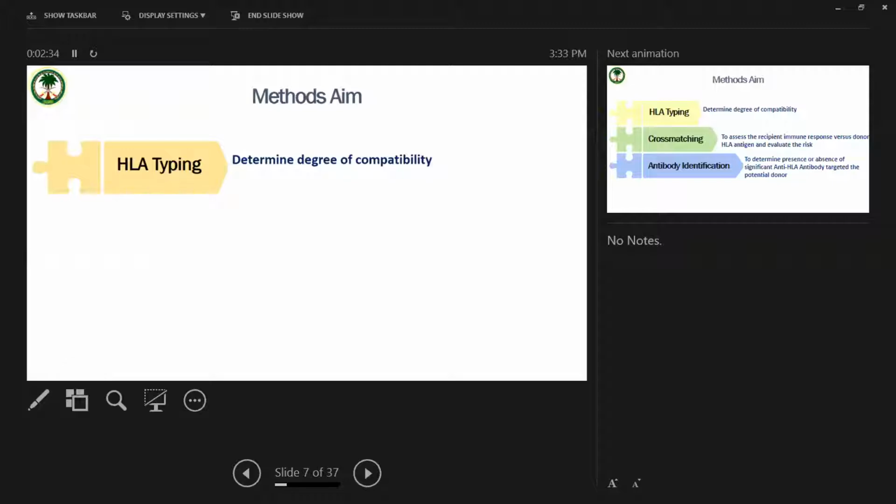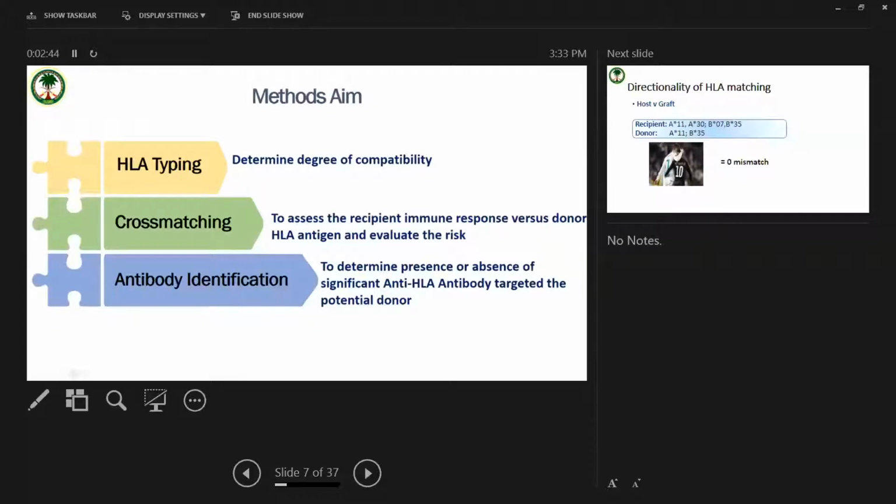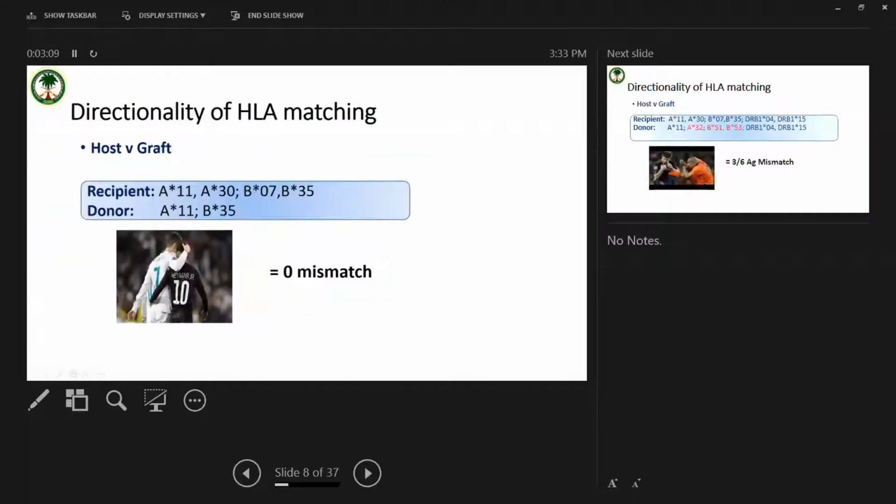We need to understand what is the aim of each technique that we do. When we do HLA typing, we are aiming to determine the degree of compatibility between 2 different individuals. When we do cross-matching, it is basically an in vitro transplant, and that is to assess the recipient immune response versus donor HLA antigens to evaluate the risk for the transplantation in vitro. And the third technique that we do is antibody identification, and that is to determine the presence or absence and the significance of HLA antibody targeted to the donor antigens.